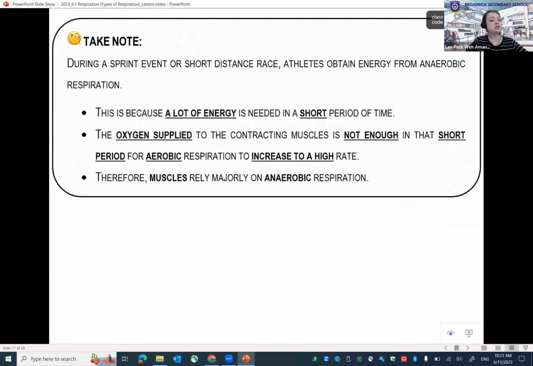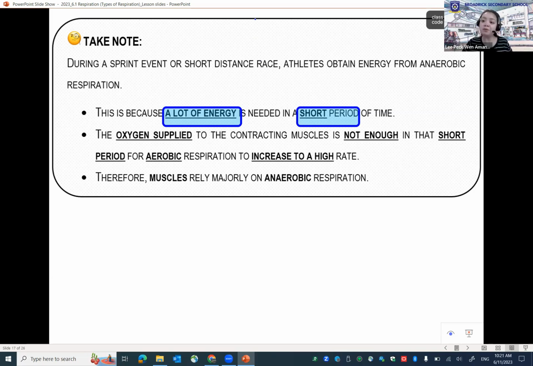Right. So just a last point to take note that is found at the bottom of page 7. All right. That actually during a sprint or a short distance race, all athletes actually receive energy majority from anaerobic respiration, because you take note that actually a lot of energy is required in a short period of time. So when you see these blue boxes, please take out your highlighter or a different colored pen if you don't have one to circle the important keywords.